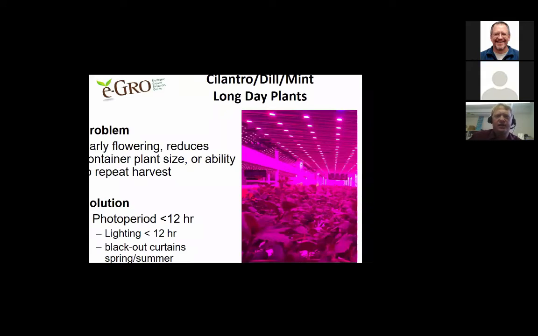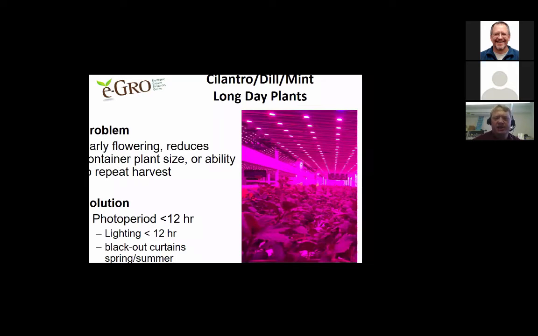so the consumer can continue to harvest the leaves. And so if we think about some of our response groups, cilantro, dill, and mint all fit into the long day plant group, and the obligate long day plants in particular. This means that they require long days in order to flower. So if our problem is early flowering, which reduces the size of a container plant, precociously flowering, so it's not as marketable, or our ability to repeat harvest, the solution then is to avoid these long photoperiods. So the day length needs to be less than 12 hours.